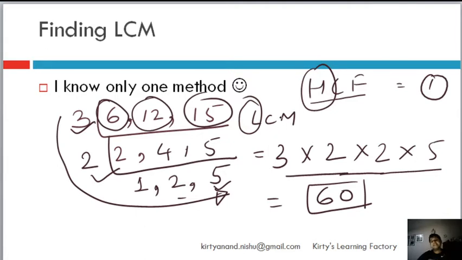Similarly, when we find LCM, it is the smallest multiple which is a multiple of 6 also, 12 also, 15 also, because after this, 120 will be the next number which will again be completely divisible by all three.